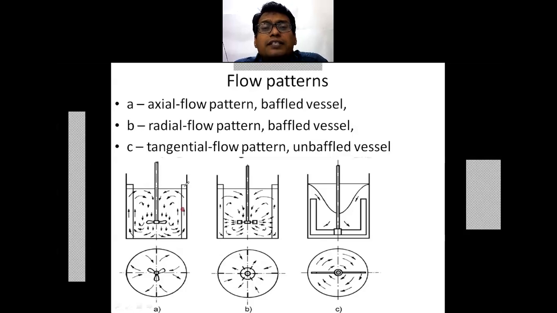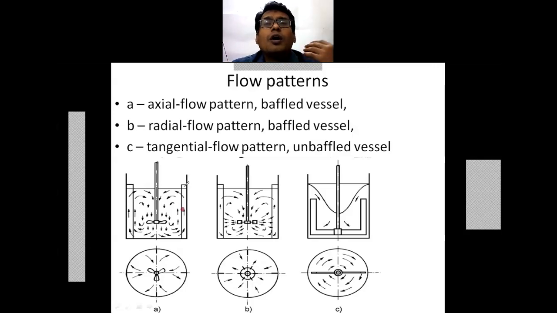The axial flow pattern is parallel to the axis, the shaft axis, and the radial flow pattern is towards the radius, from the shaft of the vessel towards the wall. The third is the tangential flow pattern, which is associated with the unbaffled vessel, which is simply a swirling rotation of the fluid that will take place.